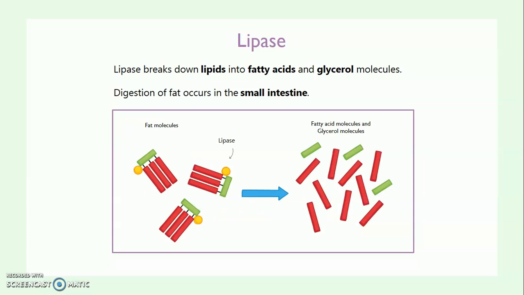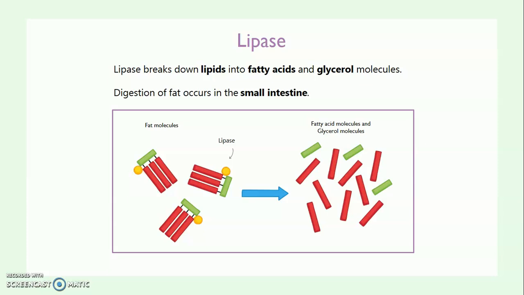Lipase breaks down lipids into fatty acids and glycerol molecules. The digestion of fat will occur in the small intestine. So this enzyme is made in the small intestine and in the pancreas. So the difference here is you've got different types of molecules that are formed. So lipase or fats are broken down into fatty acids and glycerol.